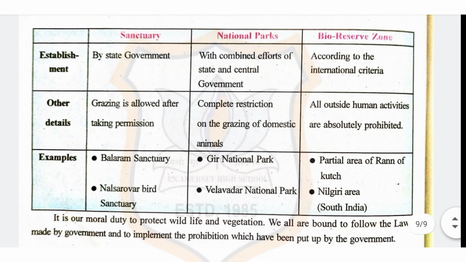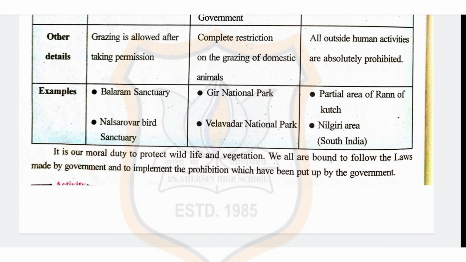It is our moral duty to protect wildlife and vegetation. We all are bound to follow the laws made by government and to implement the prohibitions which have been put up by the government. Now student, I hope you understood this lesson.